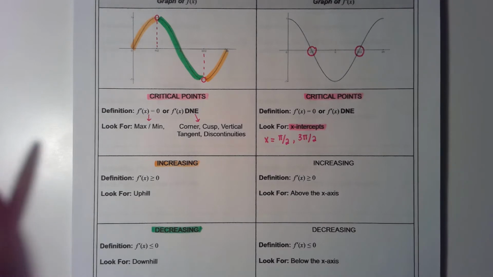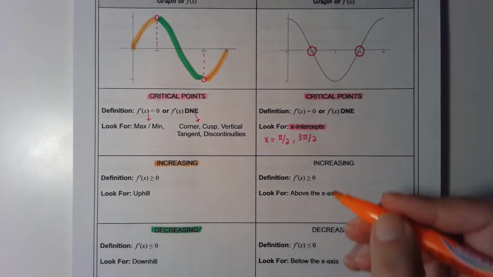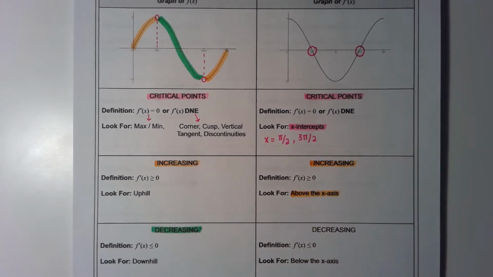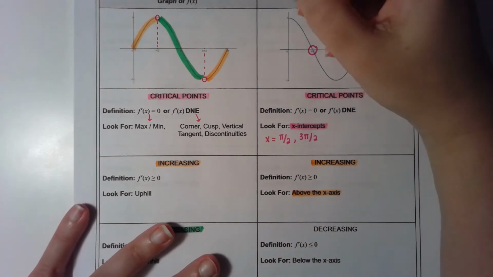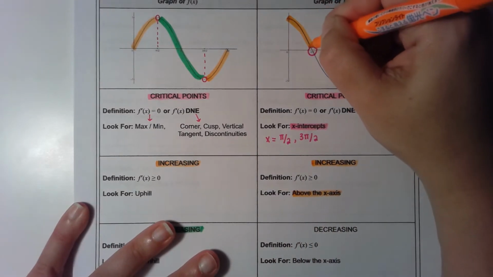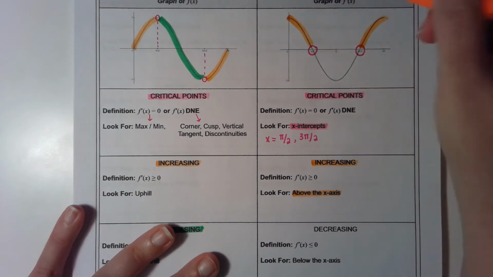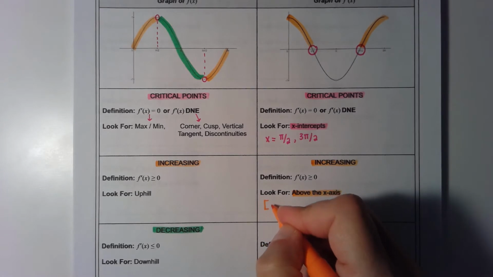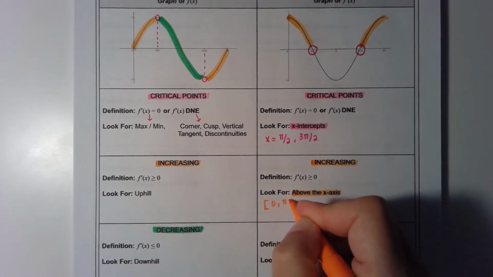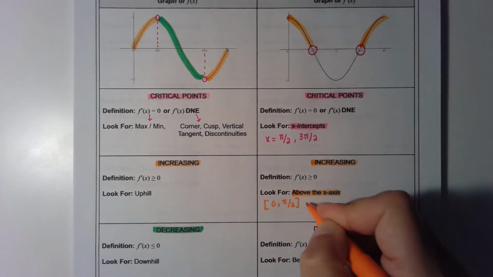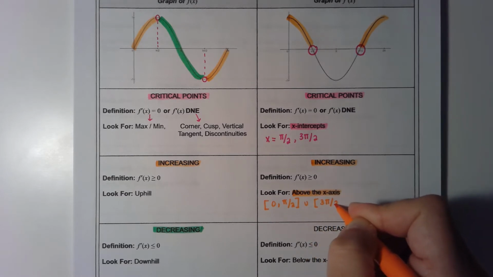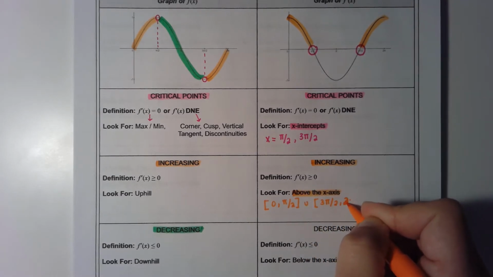Now, if we're looking at the graph of the derivative, we're going to know that the original graph was increasing when this graph is above the x-axis. So in other words, the derivative is positive, which would be right here and right here. So those intervals, and we do always use closed intervals here with very few exceptions, we would have 0 to pi over 2 as well as 3 pi over 2 to 2 pi.